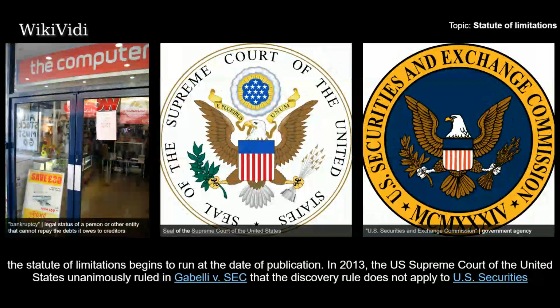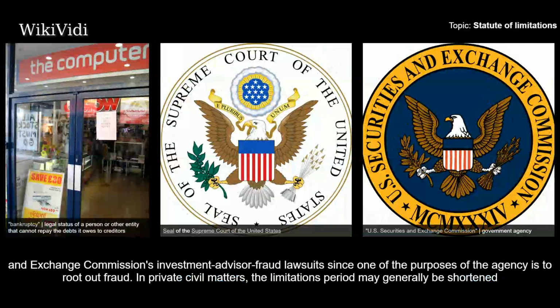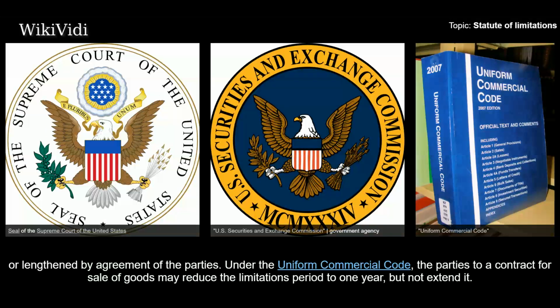In 2013, the Supreme Court of the United States unanimously ruled in Gabelli v. SEC that the discovery rule does not apply to the U.S. Securities and Exchange Commission's investment advisor fraud lawsuits, since one of the purposes of the agency is to root out fraud. In private civil matters, the limitations period may generally be shortened or lengthened by agreement of the parties.